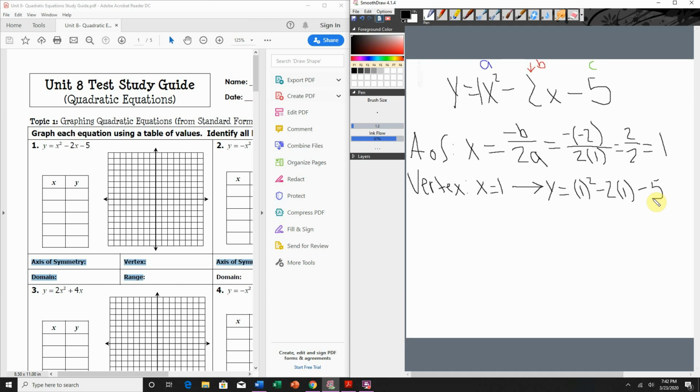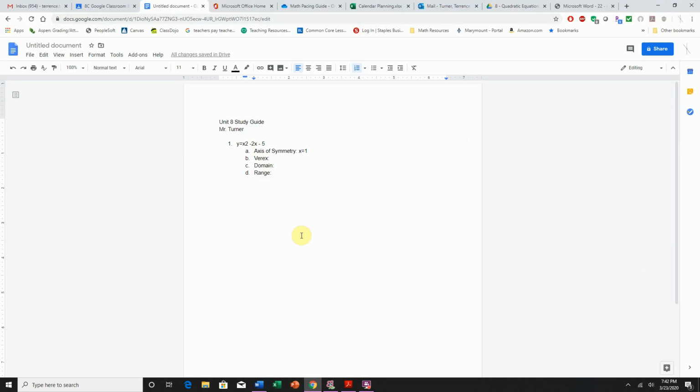So what that's going to give us is a y value. We're going to take that y value and turn this into an ordered pair. So we have 1 squared, that's going to give us 1, minus 2, minus 5, and that's going to give us negative 6. But remember, this is a y value. So now we're going to take our x value and our newfound y value and turn that into an ordered pair. So our vertex is 1, negative 6. If I go back to my Google Doc, my vertex is 1, comma, negative 6.